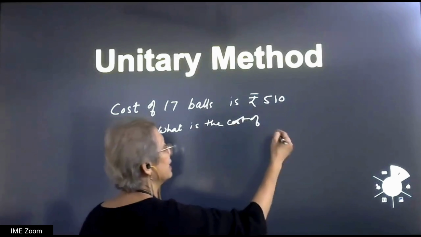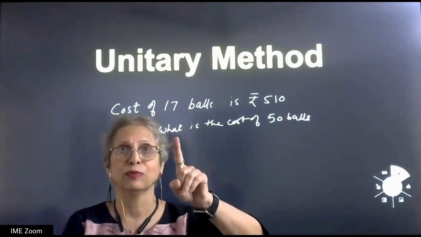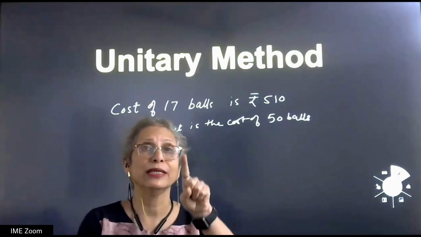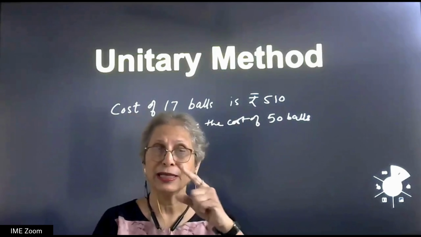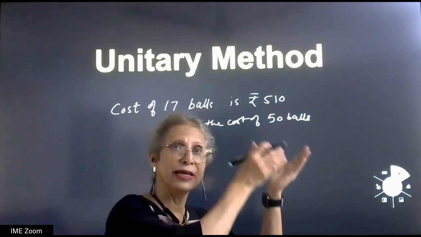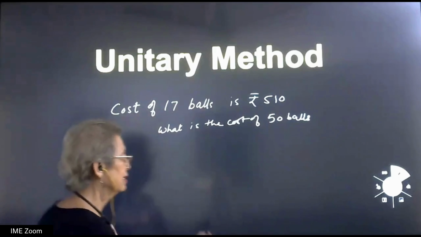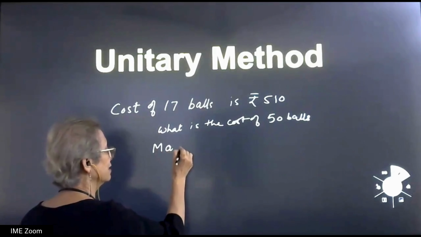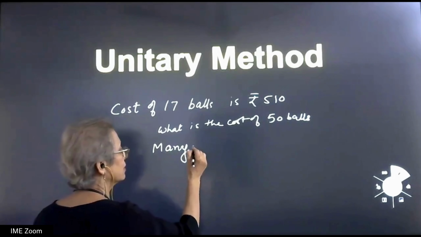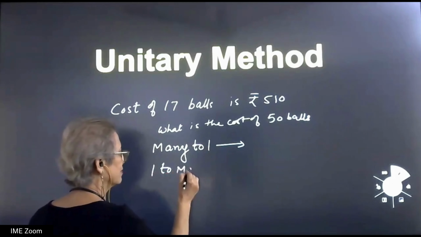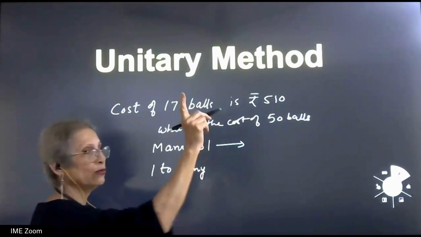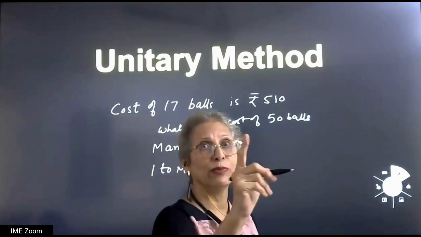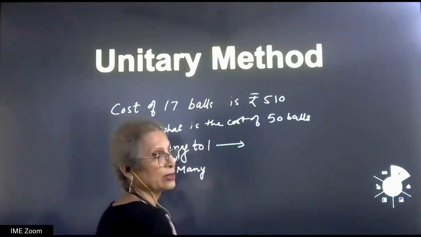So from 17 balls, first we have to come to one ball. That means we have to find the value for one unit. One means unit. So first we have to find the value of one unit and then go to more. So first many to one, and one to many. Many to one means 17 to 1. First we'll find out the cost of one ball, and then from one ball to 50 balls, right?